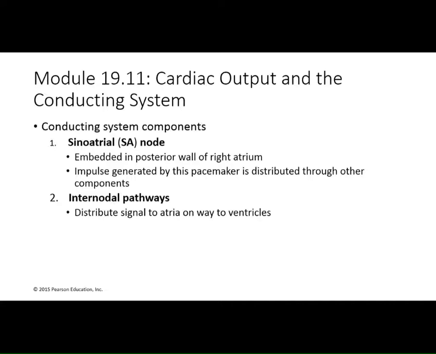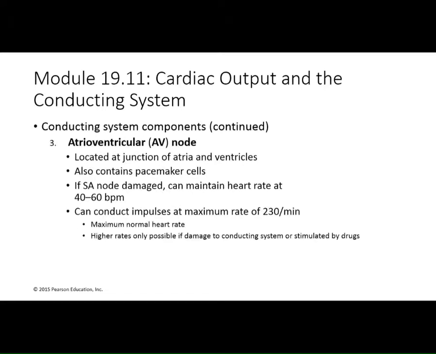And then we would say the internodal pathway is what? Internodal, between the nodes. So the internodal pathway is the path that the signal goes from the SA node to the AV node, right? Then, once the signal gets to the AV node, we know where that is, right? It tells us it's at the atrioventricular junction. It's at the bottom of the right atrium. Then there are other pacemaker cells there.